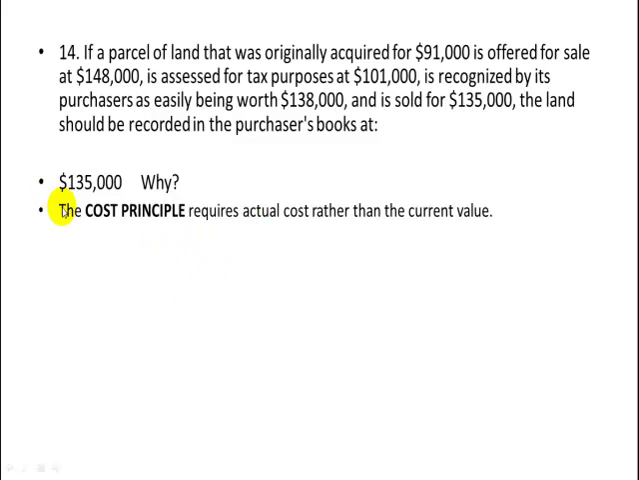So reading this from here, we've got the cost principle requires actual cost rather than the current value. Now, if you go into higher levels of accounting, you might be in a class where you'd have to argue the difference. You might say the pros and cons of actual historical cost to current value. And there are some pros and cons, but in this class all we care about is what did you write the check for? How much did you pay for it?